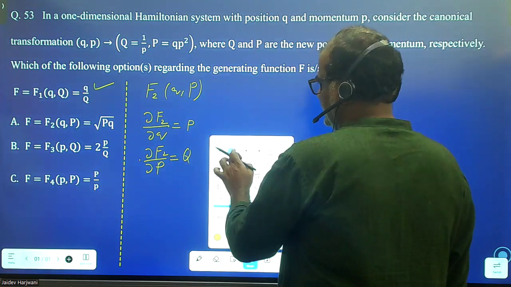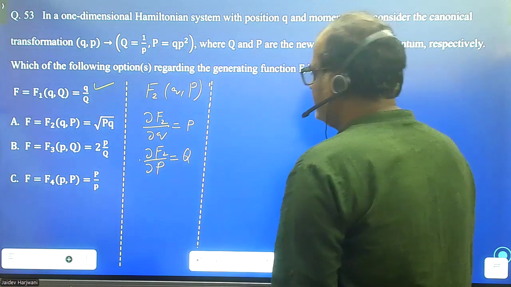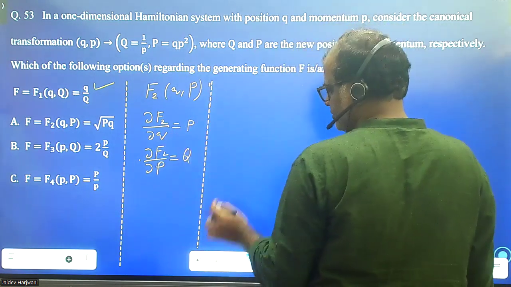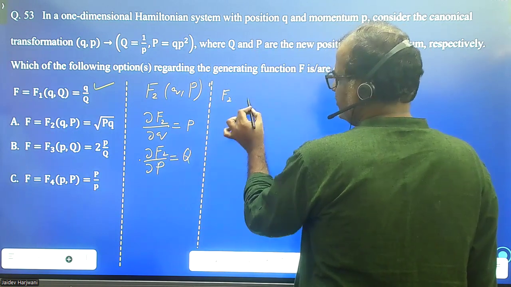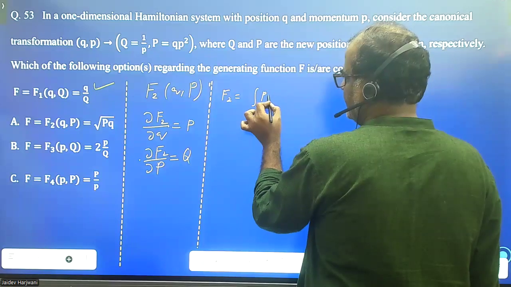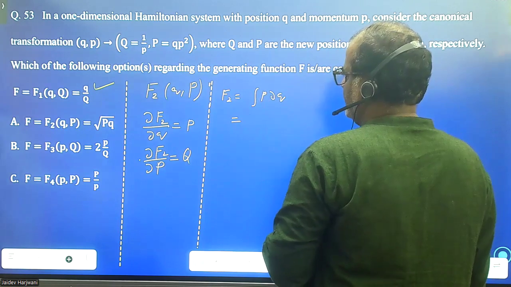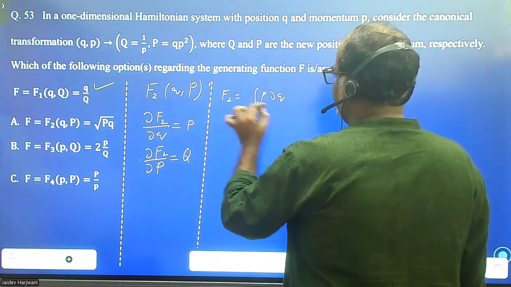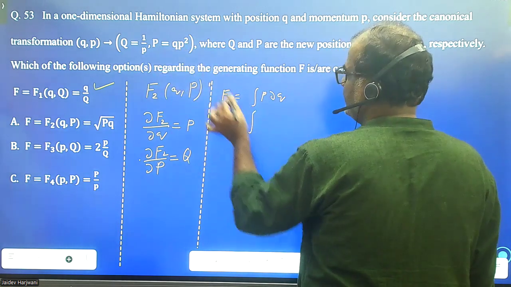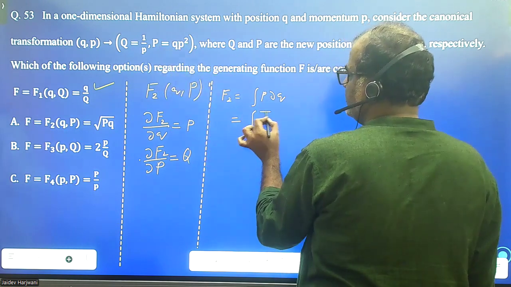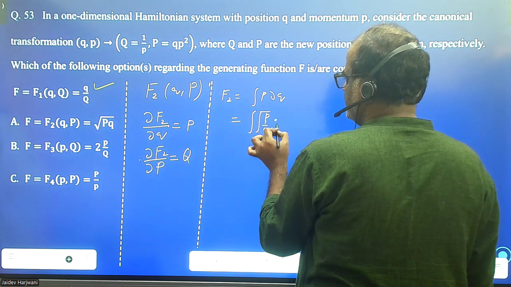Now let me calculate F2. I will use this equation to calculate F2. So F2 will be the integral of p dq. And now I want this to be a function of q and capital P. q is there, capital P is not there, so I can bring capital P from here. So I can write this small p as root capital P by root q dq.